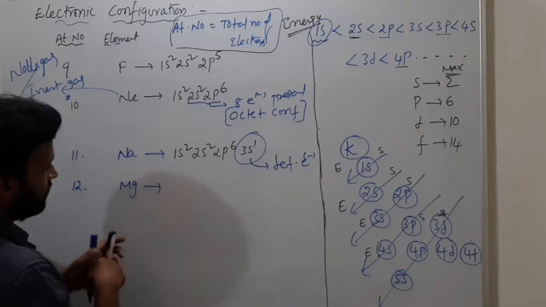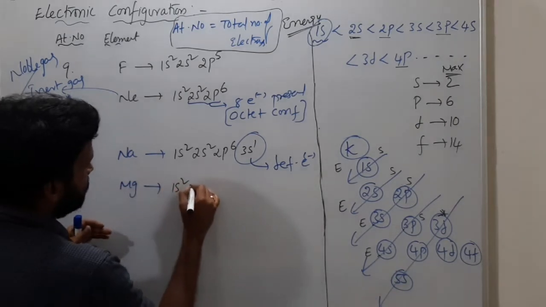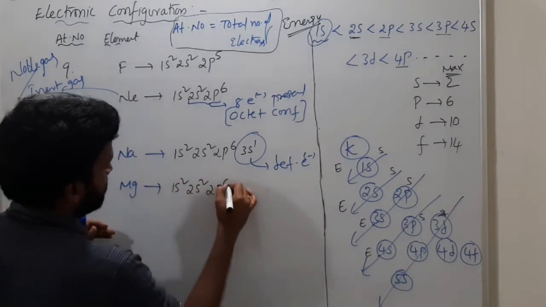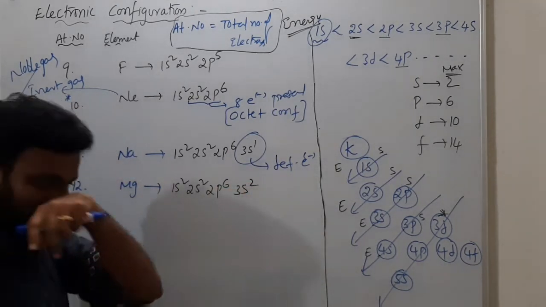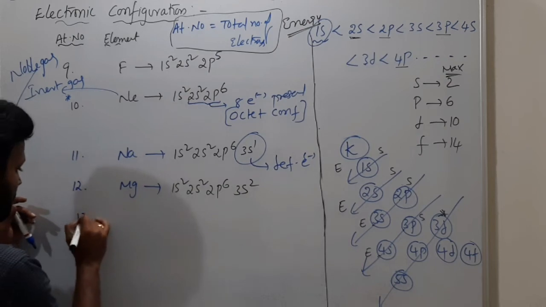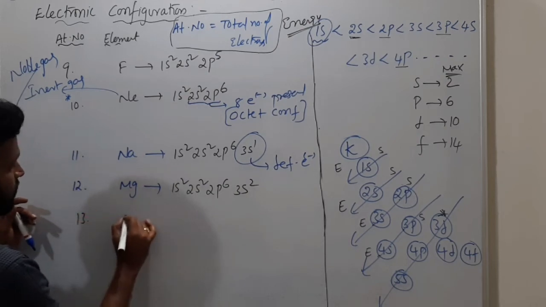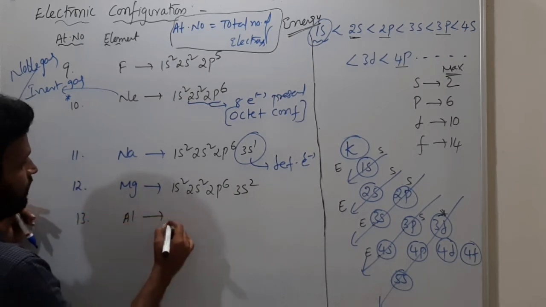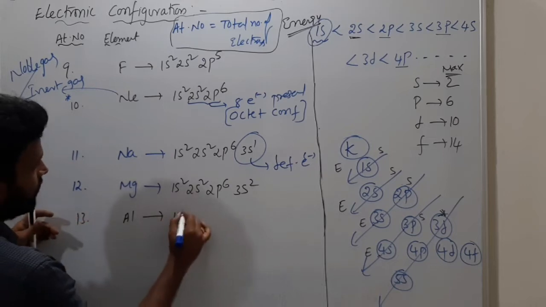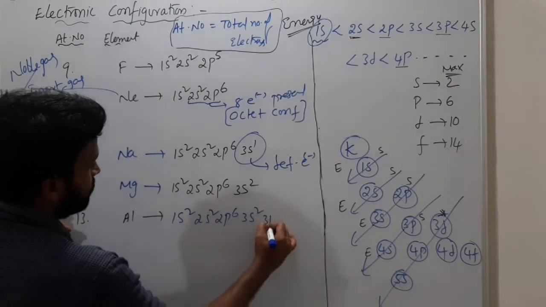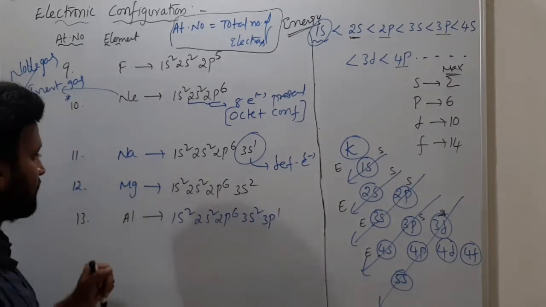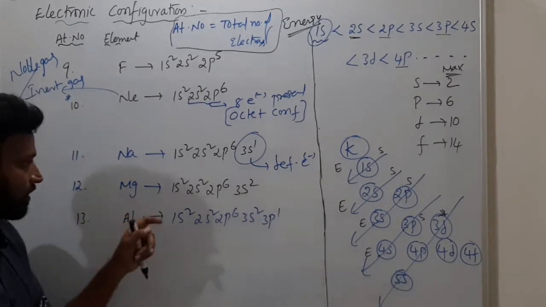Magnesium. Configuration is 1s2, 2s2, 2p6, and 3s can only have 2 electrons, so I can write 3s2. Okay, next, 13th. What is the 13th? Aluminium. Aluminium configuration is 1s2, 2s2, 2p6 and 3s2, 3p1. Because total 13 electrons, you can count whether it is correct or not.